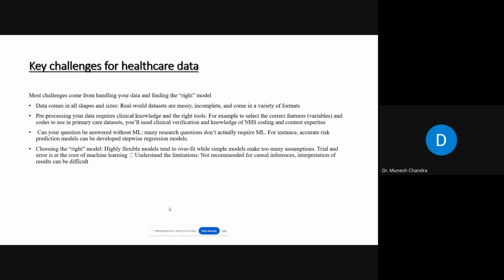Whenever we are talking about the key challenges of healthcare data, if you remember, at the introduction time I said that in the healthcare sector, day by day the data is increasing very rapidly. If you take the example of brain tumor or prostate cancer, every year the data is increasing, and most of the time it varies in shape, size, intensity. Sometimes we are getting the data in 2D, sometimes in 3D. So the major challenge in the healthcare sector is that as the data is coming in all shapes and sizes, the real world data set is very messy, incomplete.